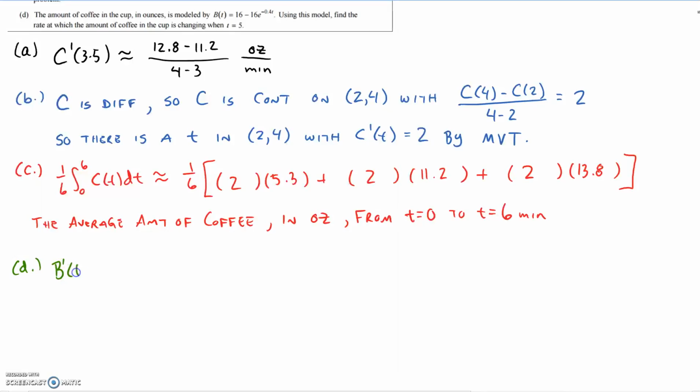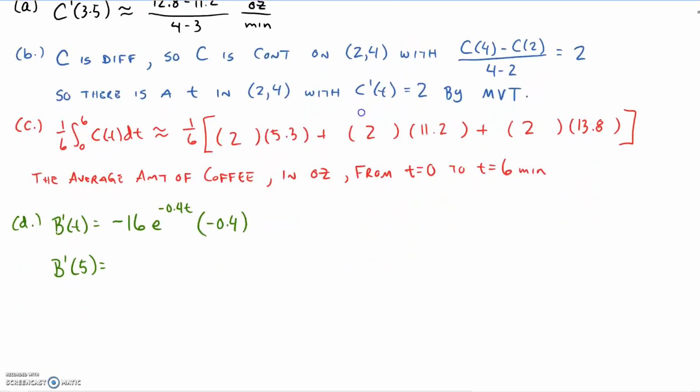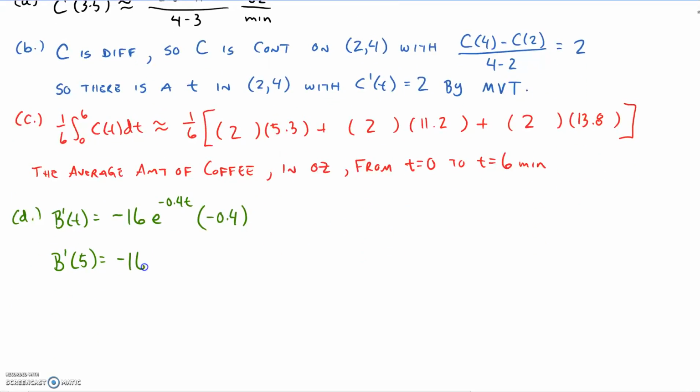B prime of t is going to be the derivative of that constant 16 is 0. Negative 16 is a constant multiple. E to the power of, the derivative of e to the power is e to the power of, leaving the exponent alone, times the derivative of the exponent, which is negative 0.4. And we want the rate of change of the amount of the coffee at t equals 5. So then plugging in 5. This is free response, so there's no need to simplify.